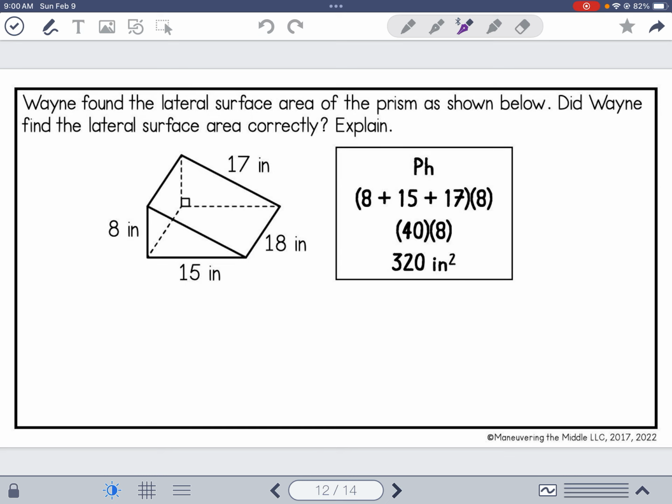All right, here we go. Wayne found the lateral surface area of the prism as shown in the picture. Did Wayne find the lateral surface area correctly? So we know lateral is pH. We would agree with that. So here's my triangle. There's my right angle. So it's 8 plus 15 plus 17. 8 plus 15 plus 17. Okay, that looks good. And then the height is the distance between the two. So the distance between my two is not 8, it is 18. So did he do it correctly? The answer to that is no. Okay, we're not going to solve it, but I just wanted to show you that.